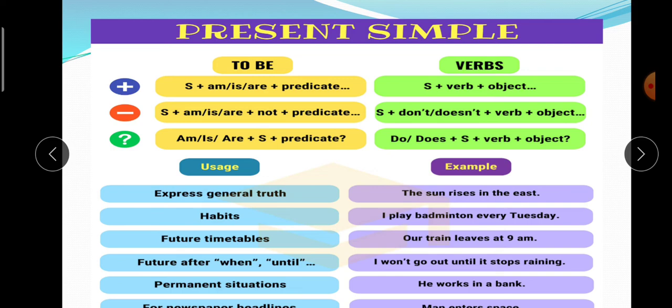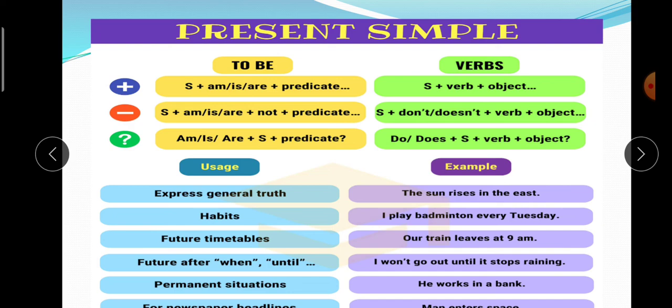He works in a bank. Now here work comes as a verb. Now let's see the negative sentence. Subject plus am, is, are plus not plus predicate. He is not a naughty boy. They are not naughty students.